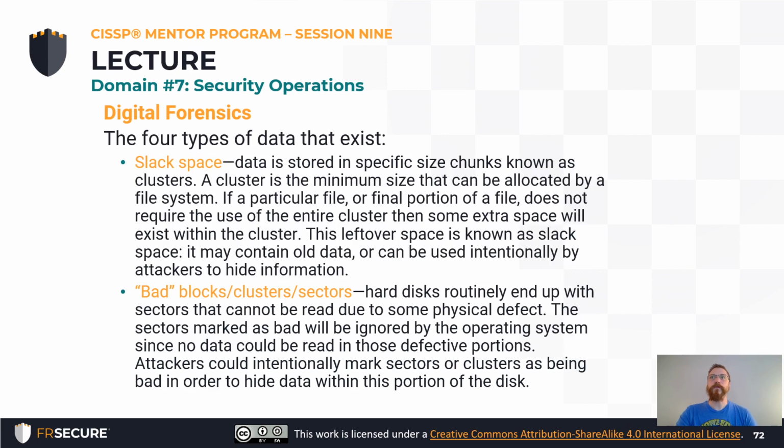With that, when they're marked bad, operating systems ignore them, right? They're cordoned off. It's a detour, you can't use it, right? So what will happen is attackers could mark sectors as bad, because then the operating system isn't going to touch those, and then hide data within them. So they know that data won't get overwritten.